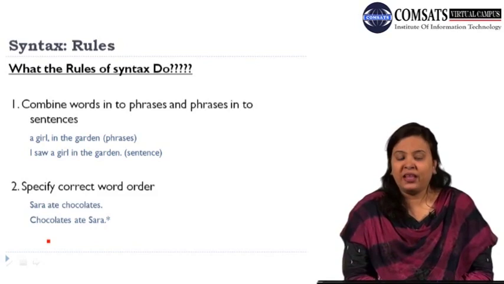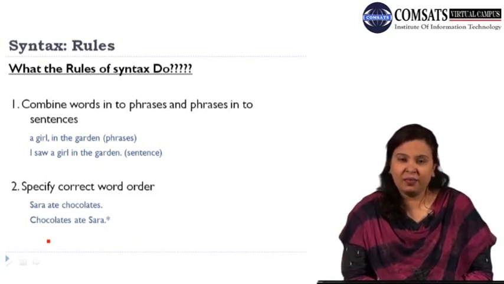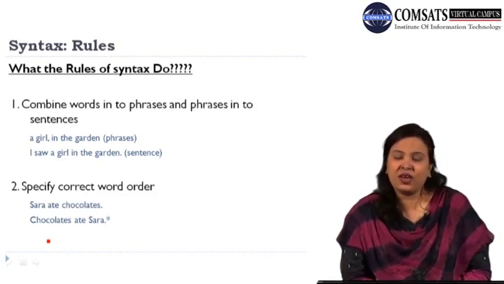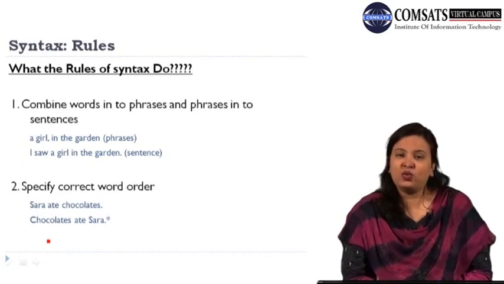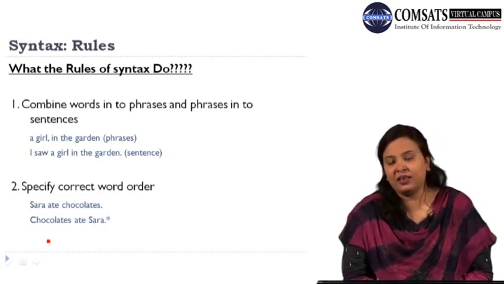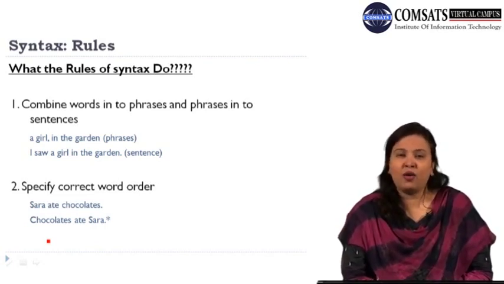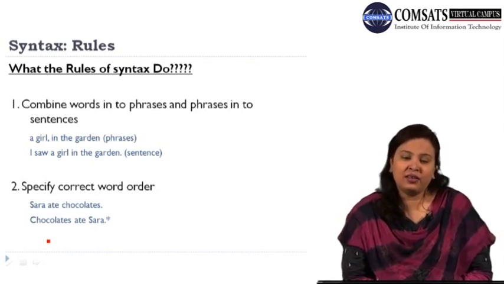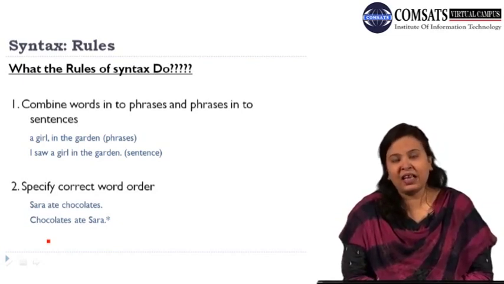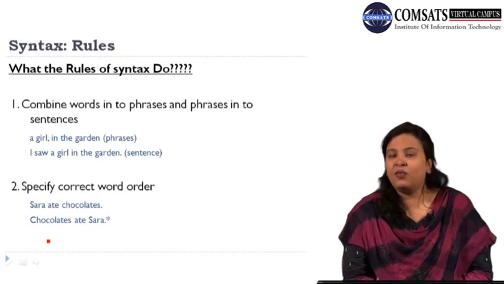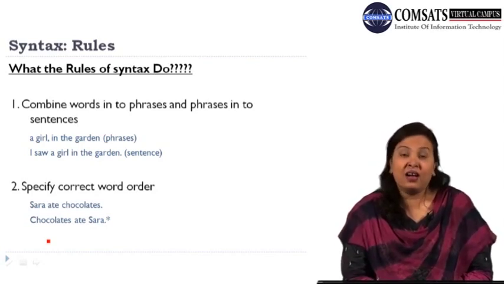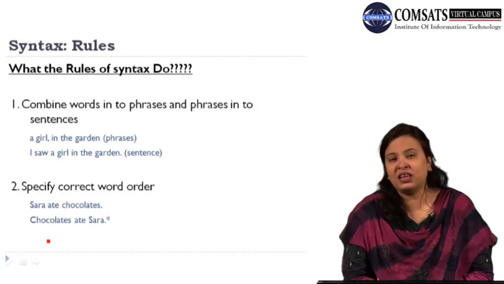For example, these are two phrases: a girl, in the garden. When I use these phrases in a sentence, I have to use them like this: I saw a girl in the garden. I observed a girl in the garden. A girl was playing in the garden. A girl was walking in the garden. A girl was collecting flowers in the garden.